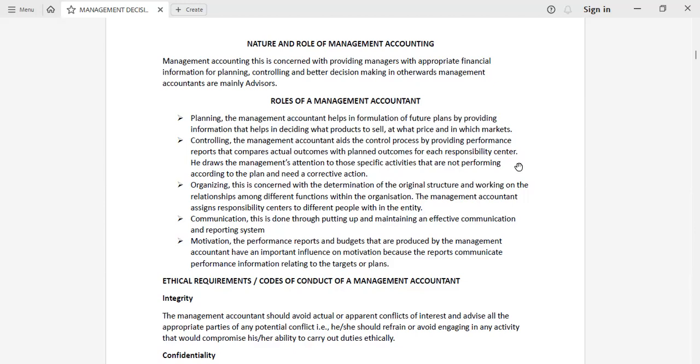Because the management accountant assigns the responsibility center to different people within the entity. Someone can assign a person in the profit center, meaning that person is responsible for profits. When you are responsible for profits, it means you are also responsible for revenue and costs, because to get the profit, you take the revenue minus the cost. So if you are responsible for profit, it means you are also responsible for sales and costs.